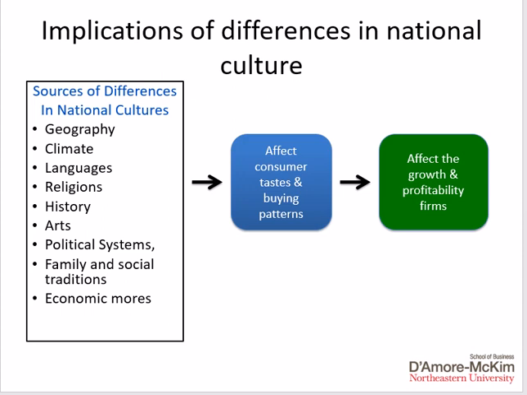This graph demonstrates a little bit further the implications of the differences in culture. In the first box on the left-hand side, you can see the different types of cultural differences we might see. For example, there might be differences in geography, languages, religion, political systems, traditions, economic values. All of these differences result in varying consumer tastes and buying habits, which will then affect the industry and the growth and profitability of firms.